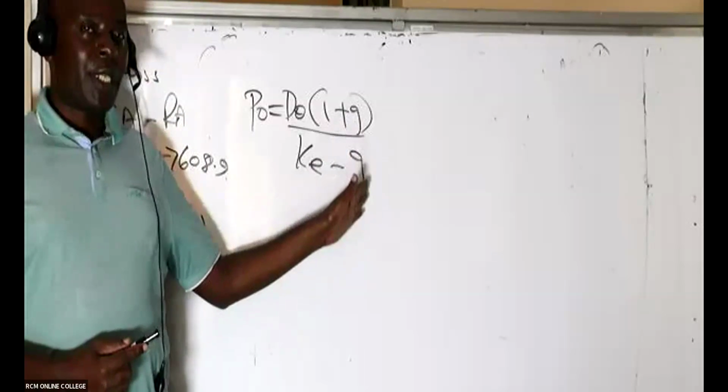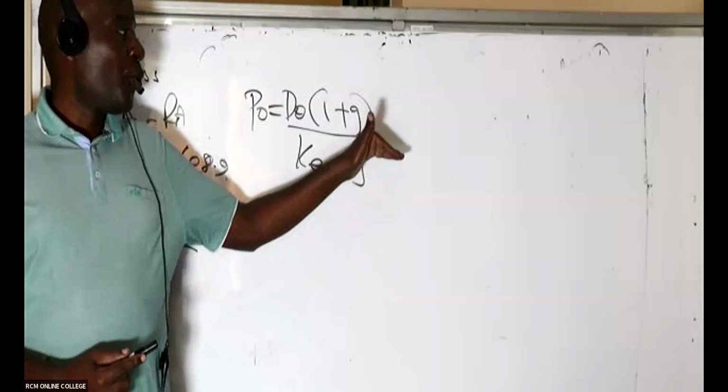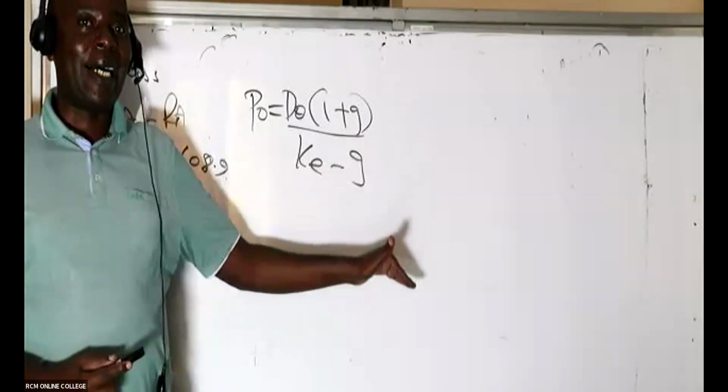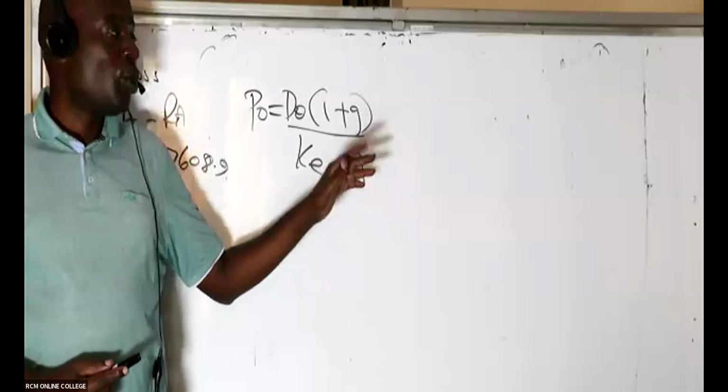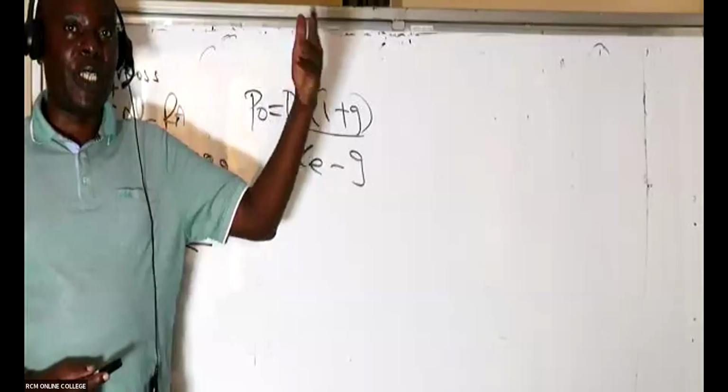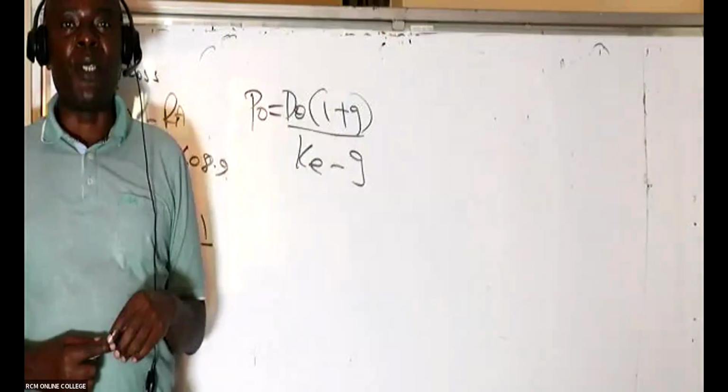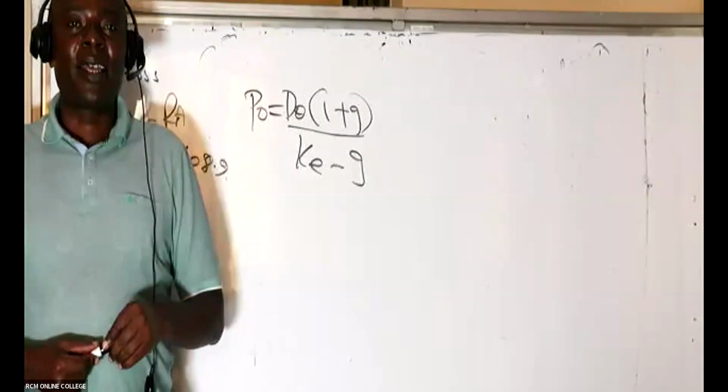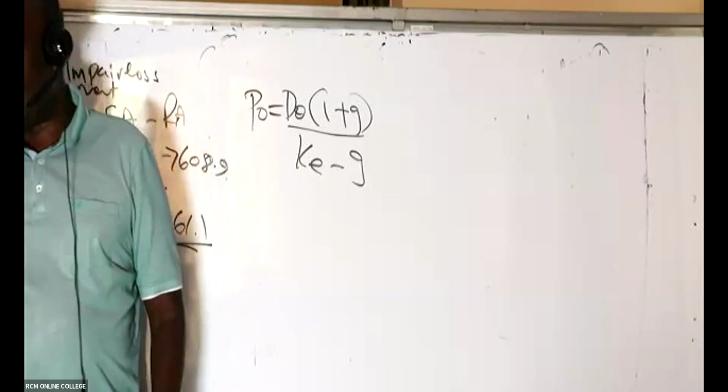Unfortunately, this question doesn't have a growth rate, so at the end of the day it will amount to the amount over R. But it's always good for you to know perpetuity, Gachagua, perpetuity. All right.